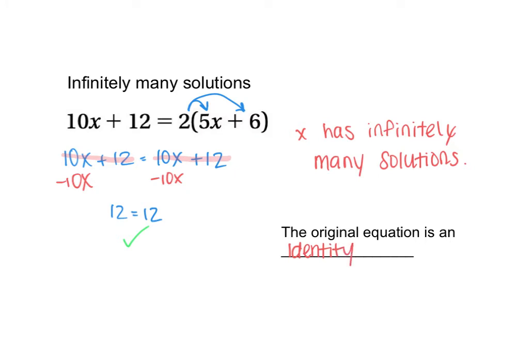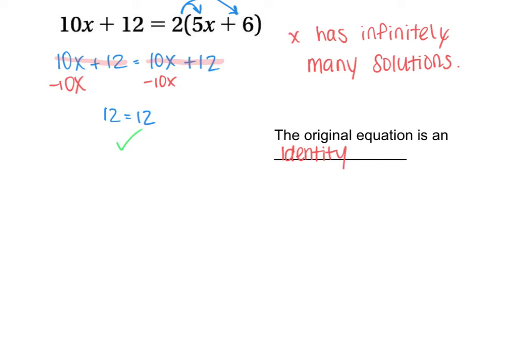The reason we call it an identity is because 12 equals 12 is an identity. Okay? So our original equation is an identity because it's the exact same thing on both sides. So x could be anything. All right? Okay, moving on.